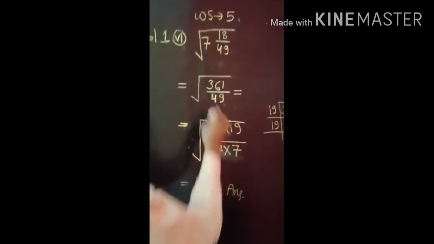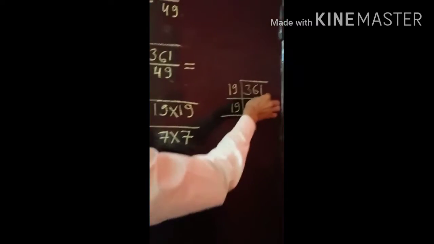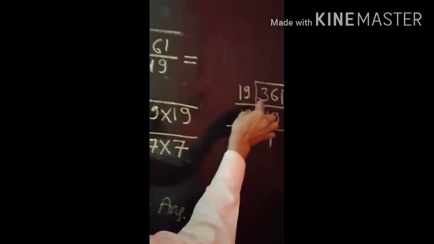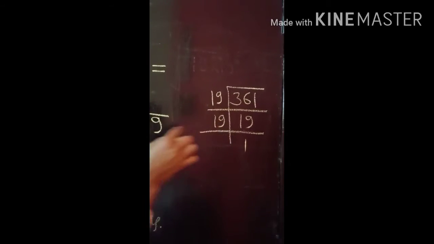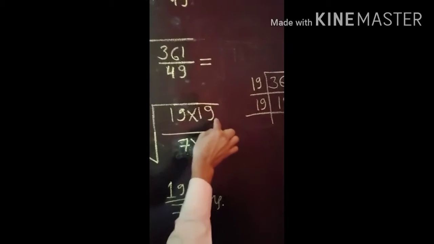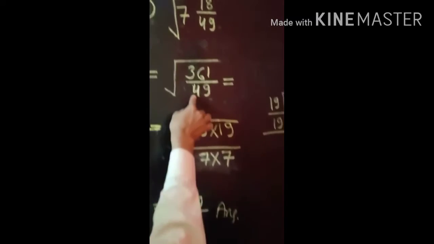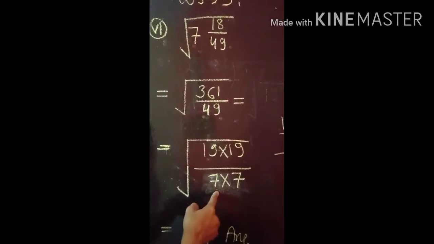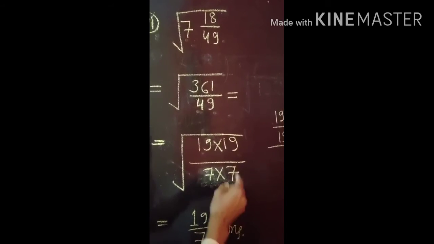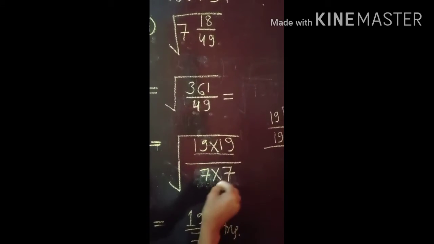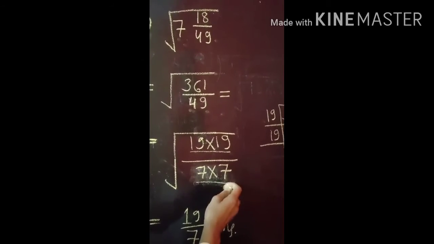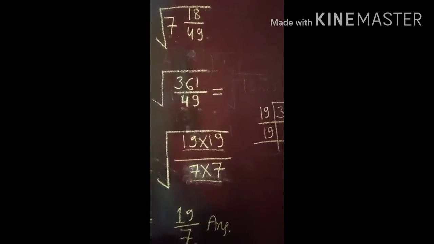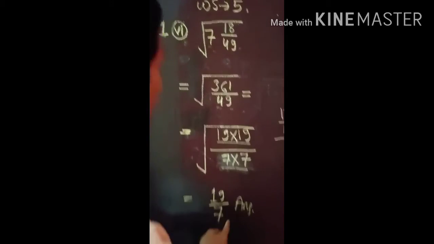Now we will find the prime factorization of 361 this way. This is 19 divided by 19, again we get 19, these are prime numbers. So 19 multiplied by 19, and 49, as you know, is 7 multiplied by 7. Here we have got exact pairs. Out of this pair we write 19, and out of this pair we write 7. So 19 upon 7 is the answer of this question.